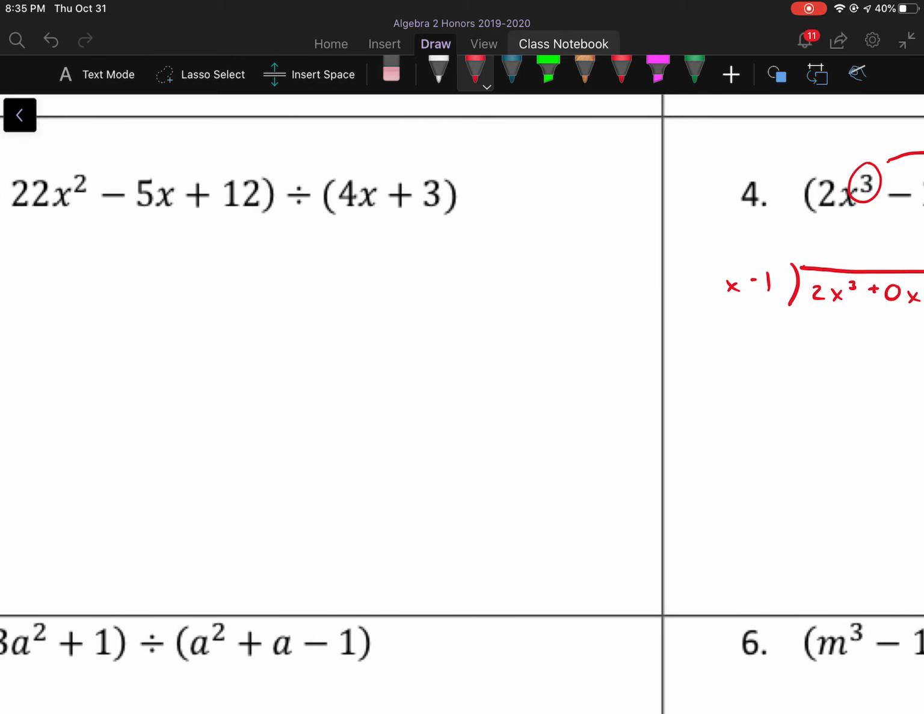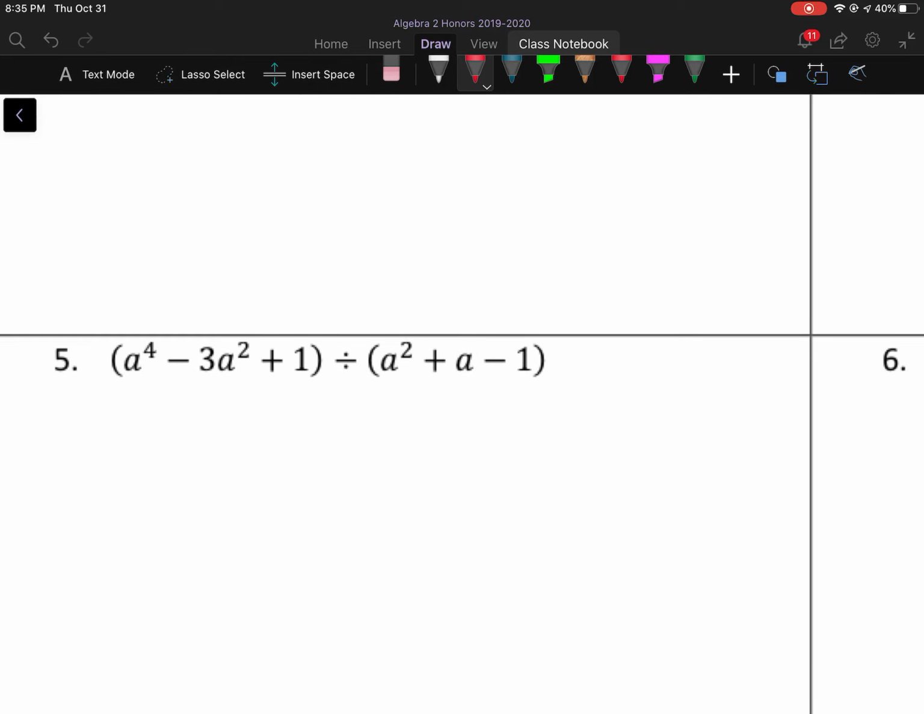The same way I just said that, you're going to see in this video, when I write this out, it's a squared plus a minus 1. We're dividing a to the fourth. Now I'm skipping from a fourth to a squared, so I'm going to put a 0a to the third there. Minus 3a squared, because we need a placeholder, like I said. And then we also skip just an a term, so I'm going to put a 0a there, and then plus 1. Now this is going to be quite a few steps. We're going to try to stay organized as much as we can. Try to keep everything lined up.